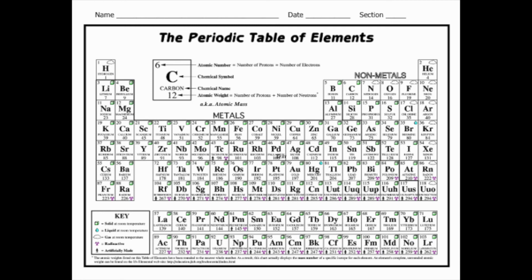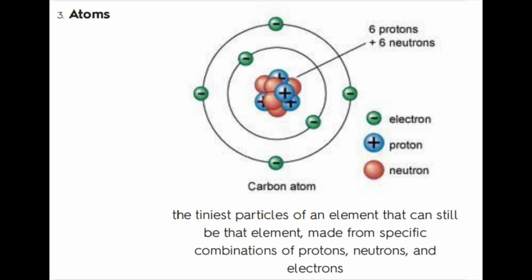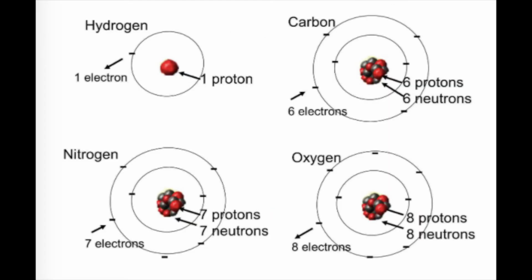Now there's 92 naturally occurring elements, even though there's a lot more on the periodic table. Many of them have been made in laboratories. They're very unstable, but there's just 92 natural, simple materials called elements. And what makes an element different from one another? Well, they're each made of just one kind of atom. Like carbon is made of carbon atoms, and atoms are the tiniest particles of an element that can still be that element. And they're made of specific combinations of protons, neutrons, and electrons. We're going to be learning about atoms, and this is what makes elements different from one another.